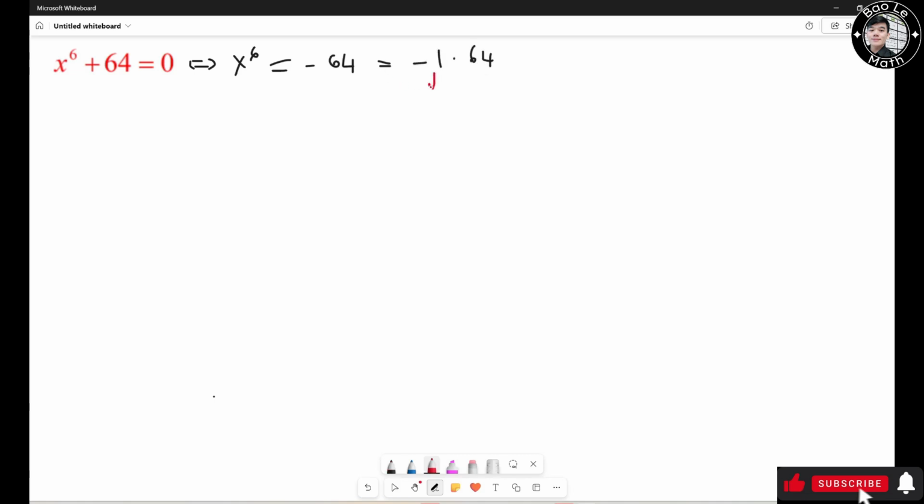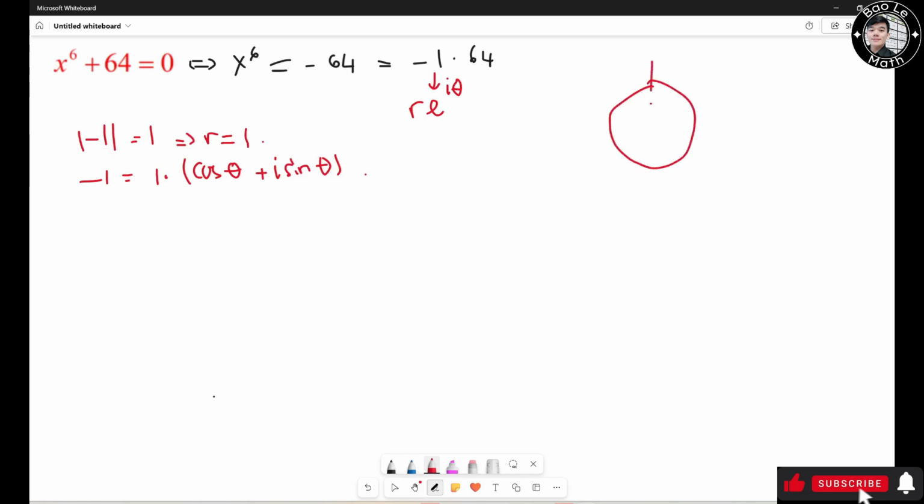Now we need to rewrite negative 1 in polar form. So we need to express this in the form r times e to the i beta, right? Now the magnitude of negative 1 is the absolute value of negative 1, which is the same thing as 1. So the radius is 1. Now we need to find the argument, the angle beta. So negative 1 is 1 times cosine beta plus i sine beta, right? Now since negative 1 lies on the negative real axis, the angle must be pi.